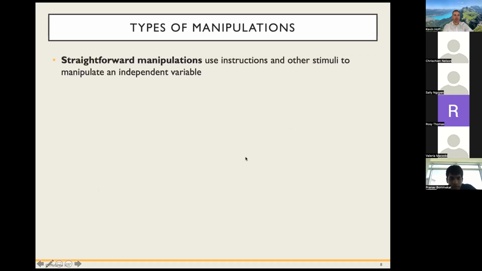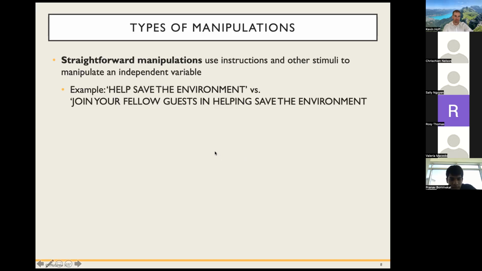So, different types of manipulations. At the most basic level, there are two main types I'll talk about. The first one is straightforward manipulations, where we're altering the instructions in some way or some physical stimuli that's being changed, with the keyword being straightforward: it's not a big thing to change.